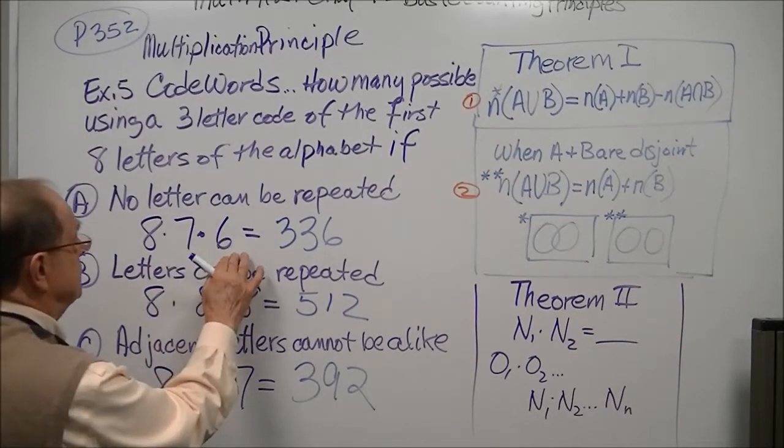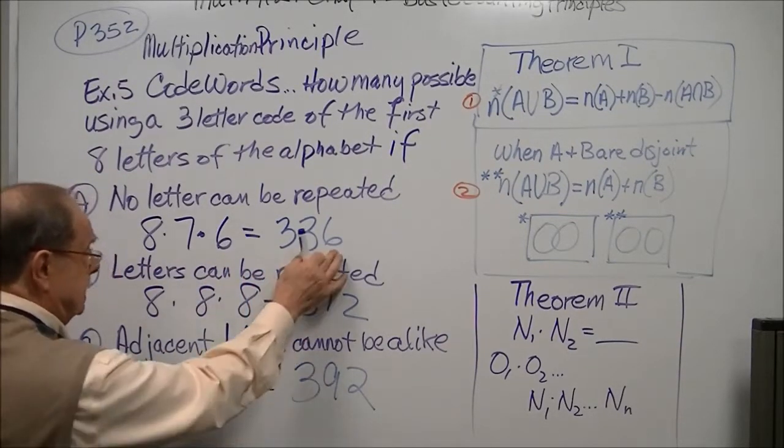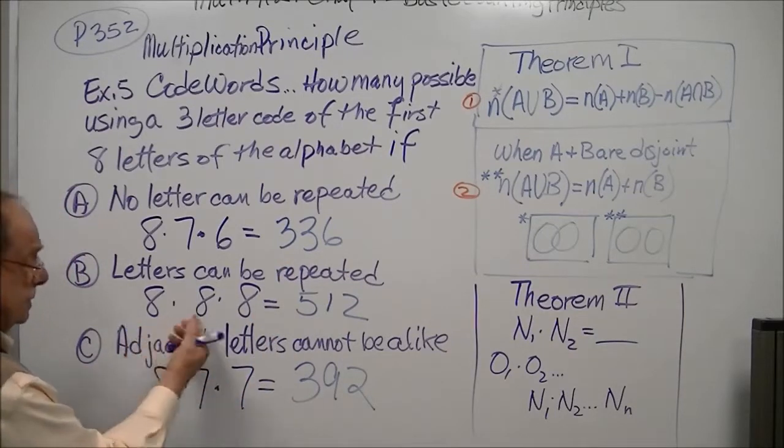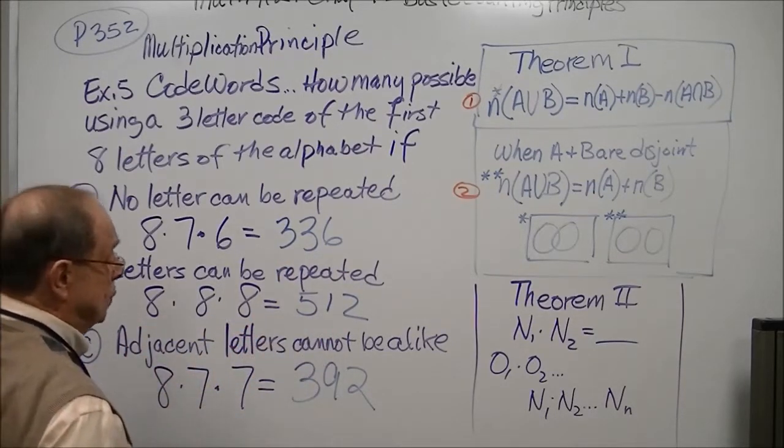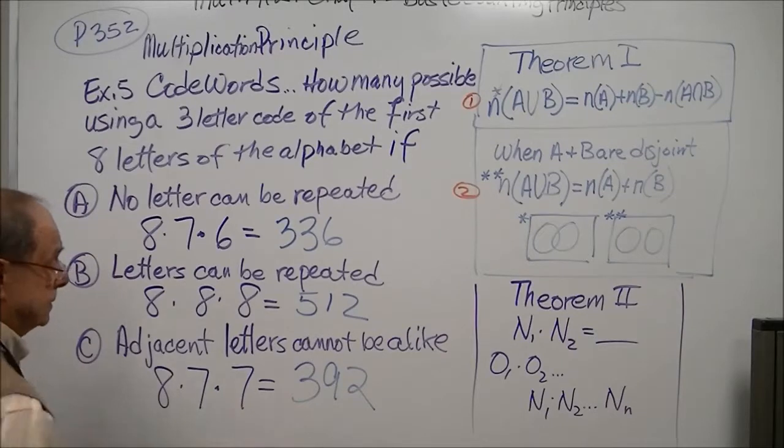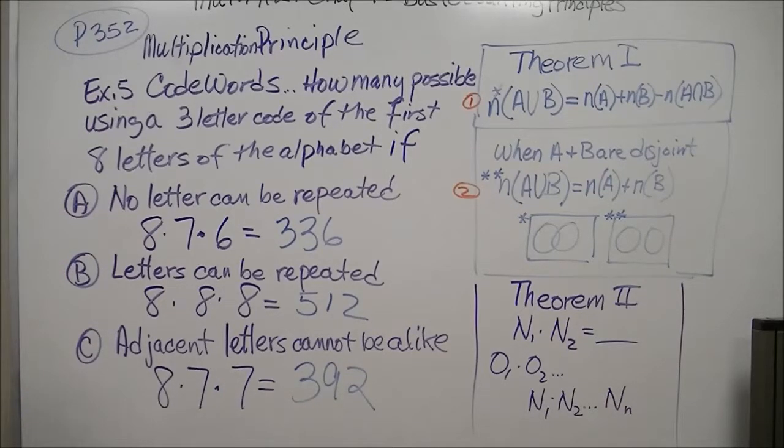Doing the multiplication of this, we got 336. This one is just 8 cubed, 512, and this is 392. So again, lots of codes, but this is the way to figure it out.